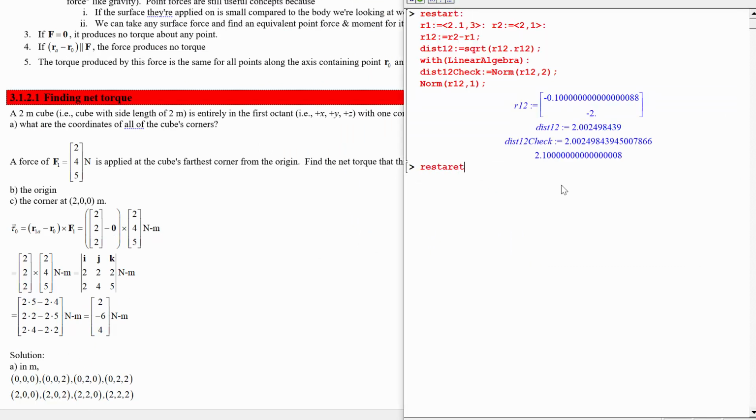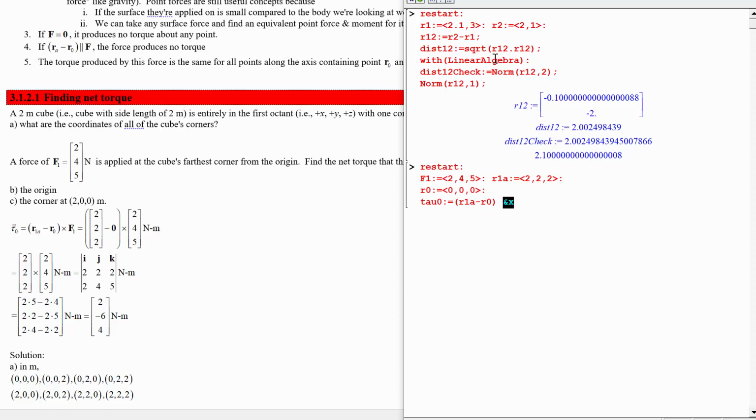Okay, so we'll start again, and then we'll define the vectors that we need. So F1 is equal to 2, 4, 5, and R1A is where that force is applied. Then we've got R0, which is just the origin. And what we're going to have is tau naught, torque about the origin, would be equal to R1A minus R naught, and now we're going to need to cross it.